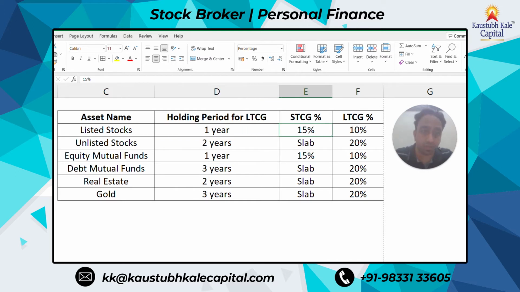The short term capital gain is 15%. Long term capital gain is 10%. This is on the gains. This is not on the value that you have sold. It is on the gains.